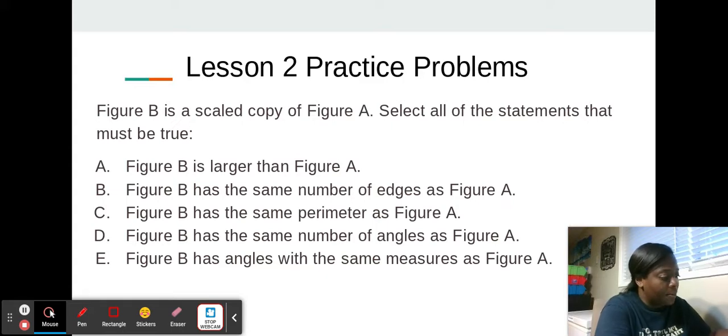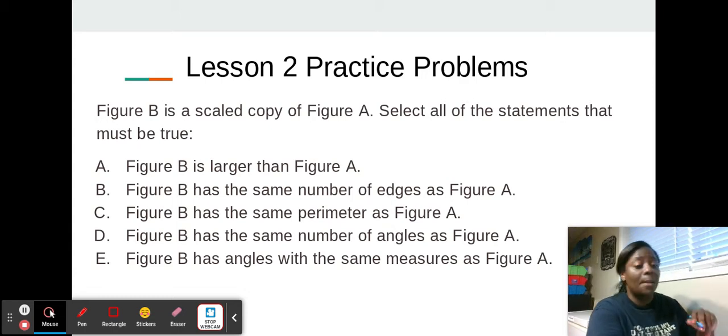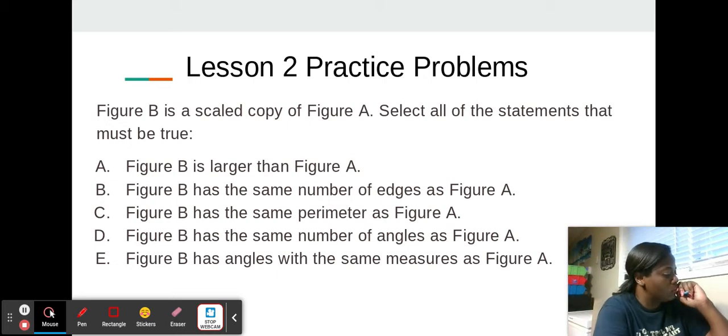All right. Practice problem number 2 says figure B is a scale copy of figure A. Select all the statements that must be true. Let me give you 30 seconds to do this problem. Hey Siri, give me a 30-second timer. 30 seconds. Counting down.